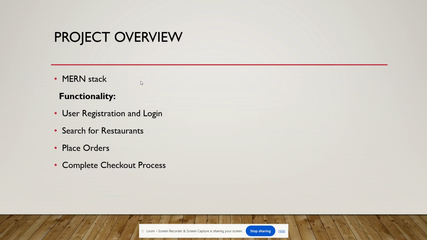MongoDB is used as the database for storing data. Express.js is a framework for Node.js. React is the library for the front end. Now let's dive into a live demonstration of the food ordering application. I'll show you how a user can register.